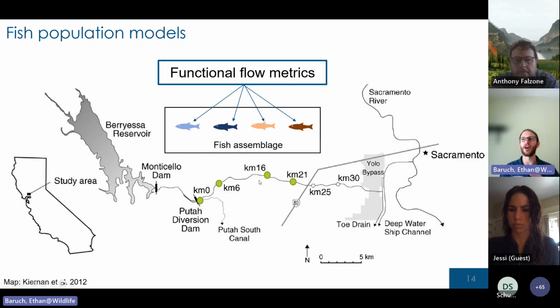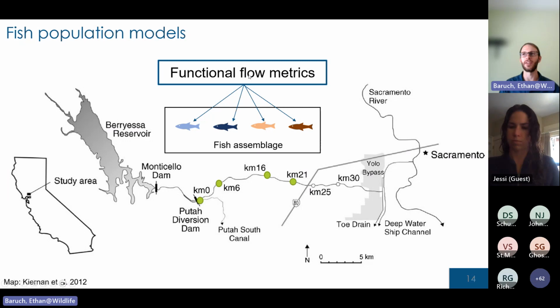At the end, our main focus here is to understand the effects of these individual flow metrics on this fish assemblage, this assemblage as a whole. So not just looking at fish at each of these individual sites, but this whole community in Poudre Creek, and trying to understand if these functional flow metrics are affecting population sizes of the fish species.